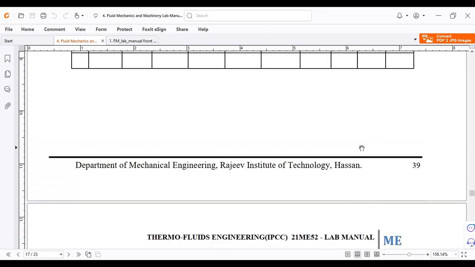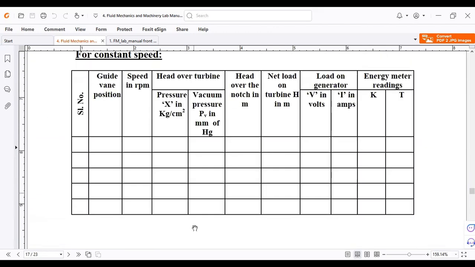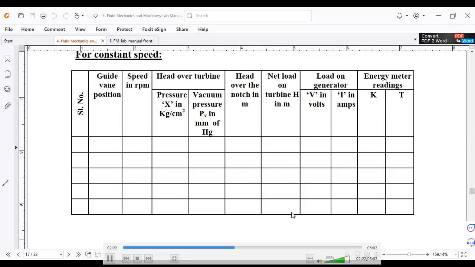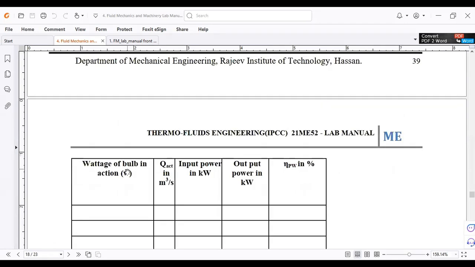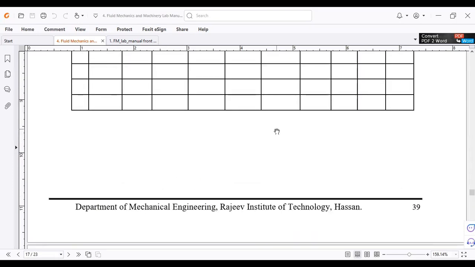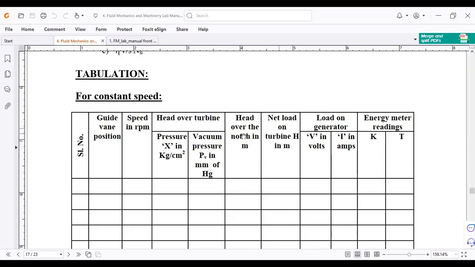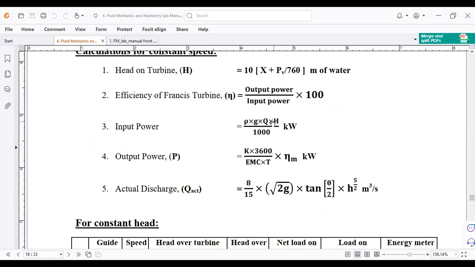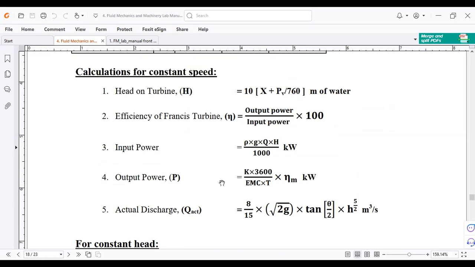These are the values you take during the experiment: the head over the notch, and these values will be taken during the experiment itself. The wattage of the bulbs that are on is also taken during the experiment. Q actual can be calculated using the head over the notch, and the equation is very simple and used many times. This is the equation used to find the actual discharge, and the head on the turbine is obtained.